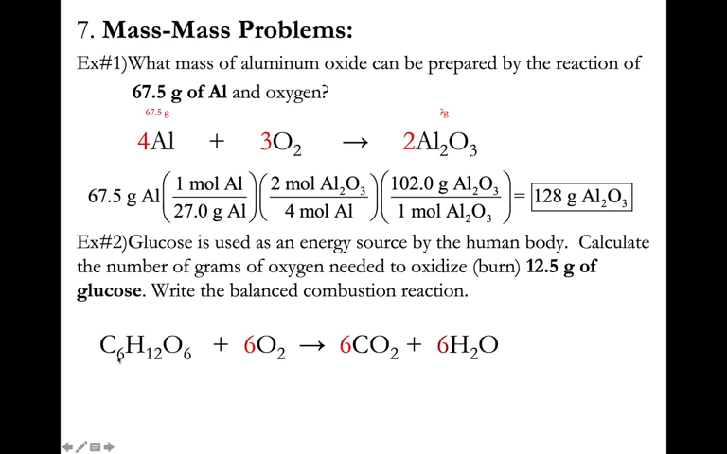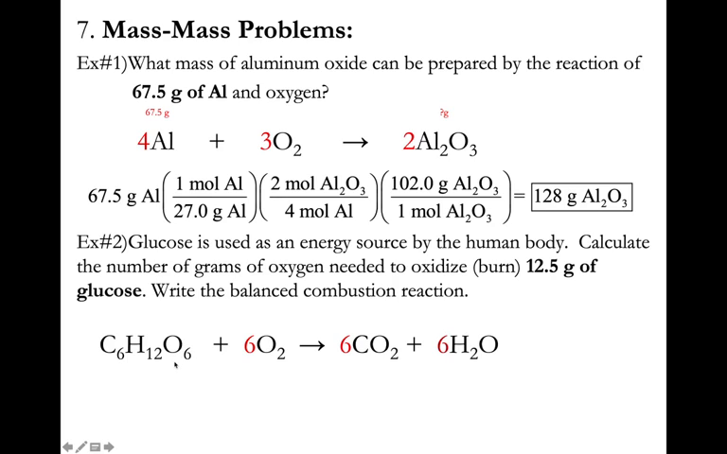I have 6 carbons on the left. I need to put a 6 here in front of CO2 to give me 6 carbons on the right. 12 hydrogens on the left. 6 times 2 would give me 12 hydrogens on the right. On the left, I have 6 oxygens plus some amount here. But if I look at the right, how much do I have? I have 12 from CO2 plus 6 from water. So 12 and 6 would give me 18. So I have 18 oxygen atoms on the right.